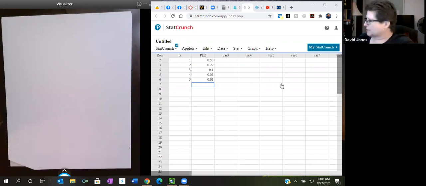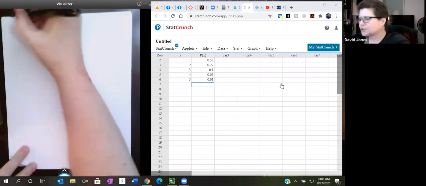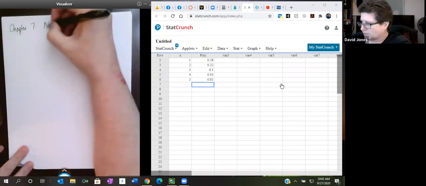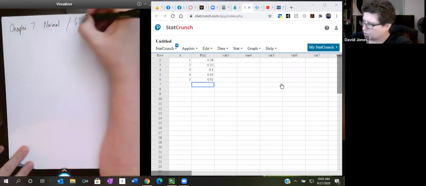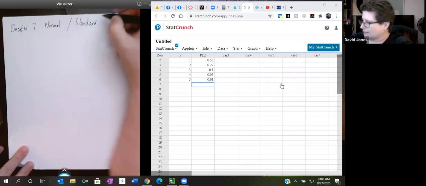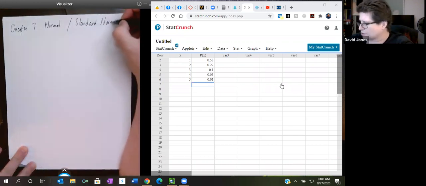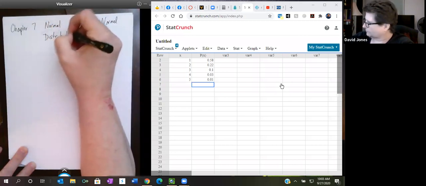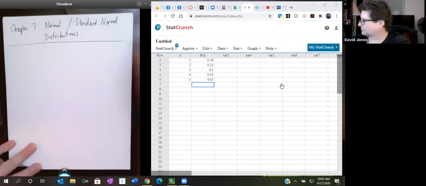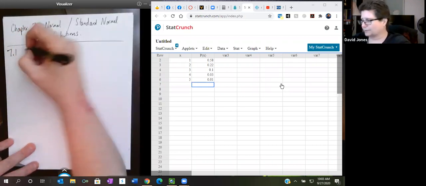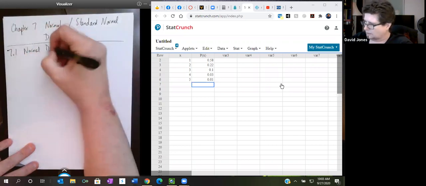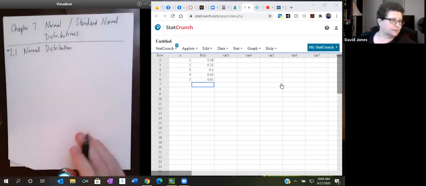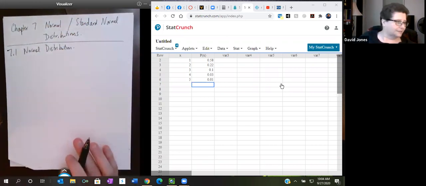And today I'm working on Chapter 7. It's a fairly short chapter, but Chapter 7 is on the normal and standard normal distributions. And we'll start off with the normal one, and that's 7.1. And in 7.2, we'll look at the standard normal distributions. So, the normal distribution, 7.1. In both of these, we will use stats calculators normal.